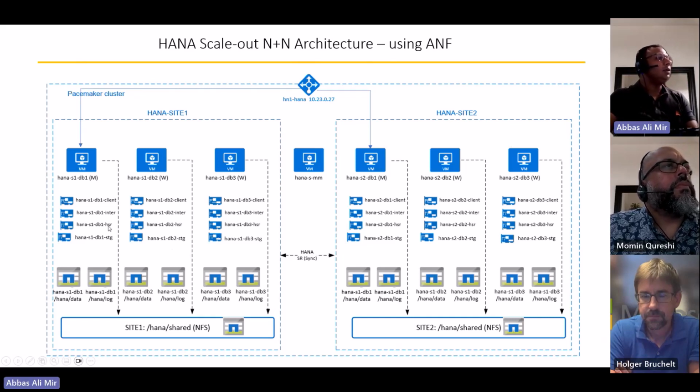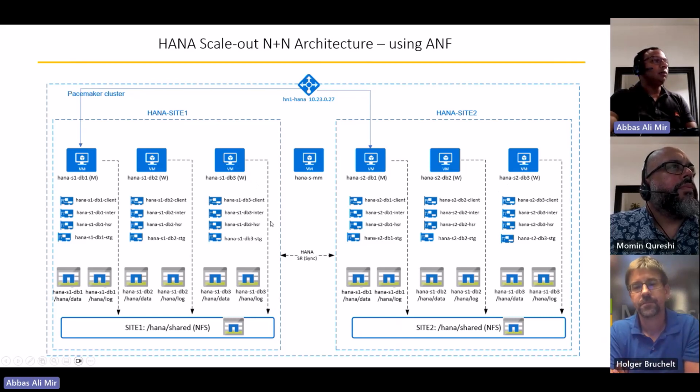The way the HSR communication works, it's a 1-for-1 communication where the primary master is sending HSR traffic to the secondary master, and the primary worker node 1 is sending HSR traffic to the secondary worker node 1 here. And likewise, the primary worker node 2 here is sending to the secondary worker node 2 here. It's a one-to-one communication, the HSR communication.